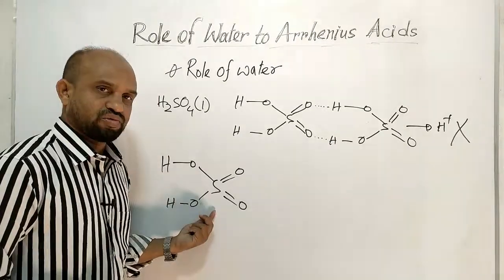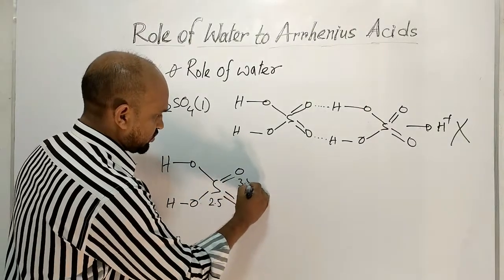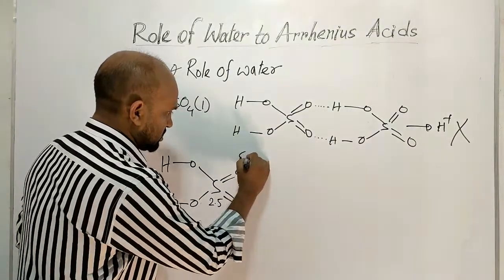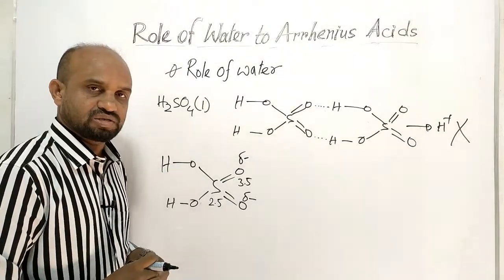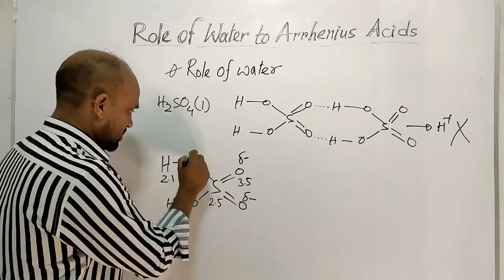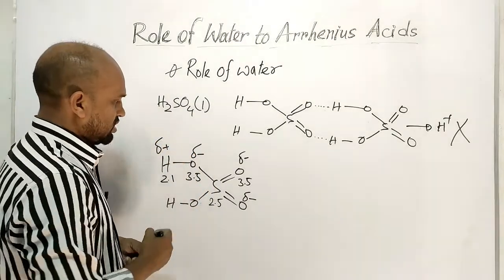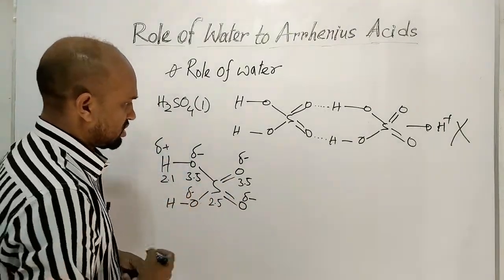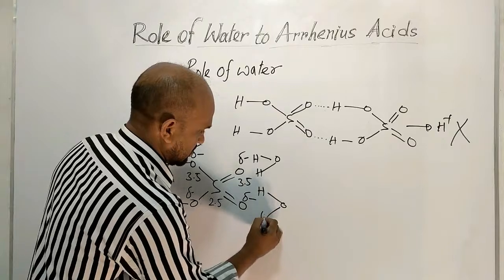This is structure formula of sulfuric acid. Electronegativity of sulfur is 2.5, oxygen 3.5. This is quite high electronegativity difference. So it becomes negatively charged, and here electronegativity difference is very high because this is 2.1, this is 3.5. It becomes negatively charged and it becomes positively charged. So the negatively charged oxygen atoms are attacked by water molecule with its positive end.